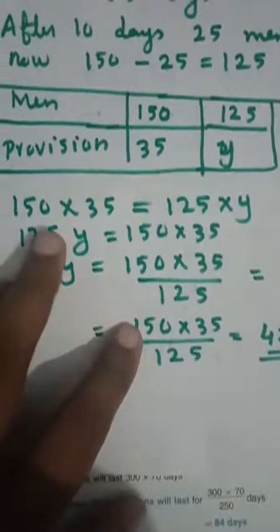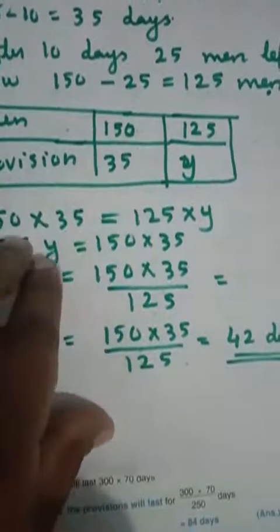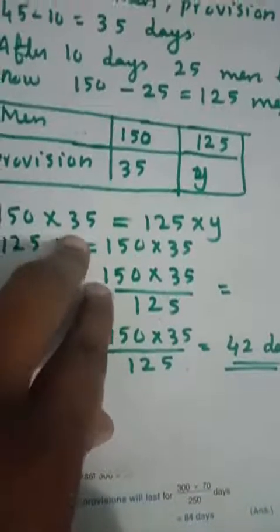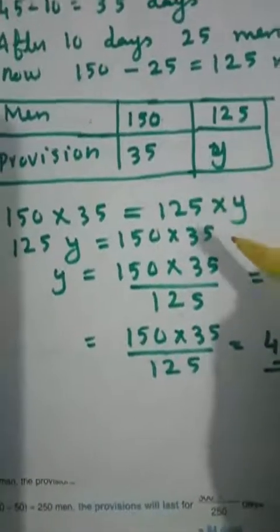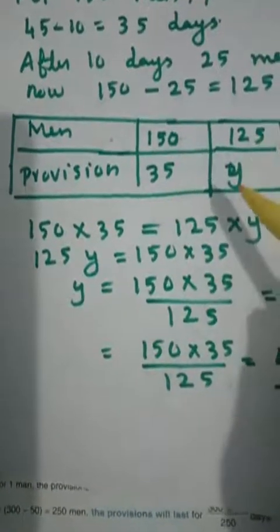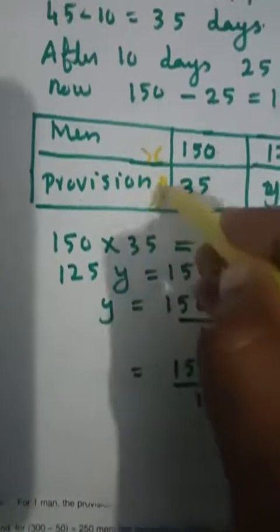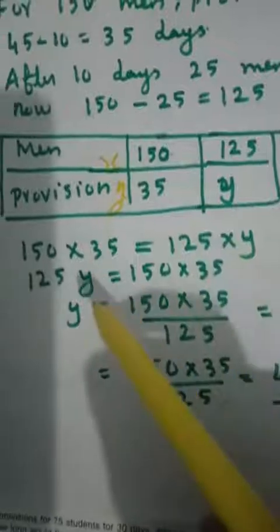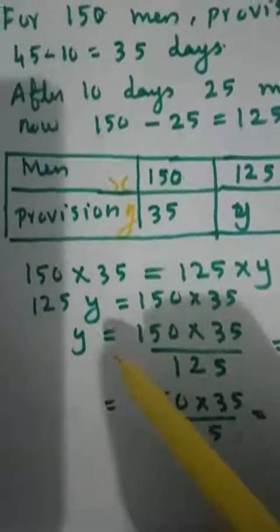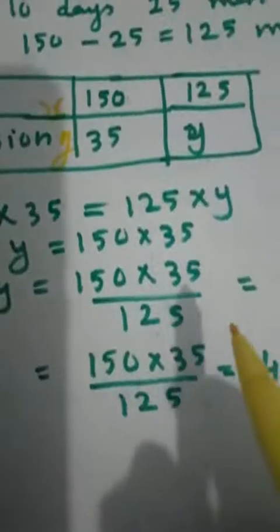That means inverse. So we can write x1 y1 is x2 y2. So x1 means 150, y1 35, 150 35, 125 y. Okay, 150 into 35, 125 into y. Now cross multiply. Otherwise 125 y is equal to 150 into 35. That means y is 150 into 35 by 125.